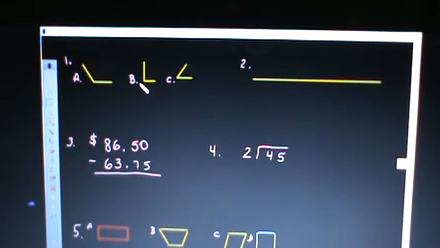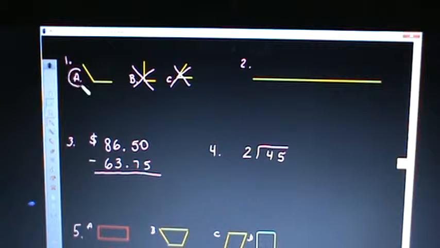Angle B is a right angle. A right angle measures 90 degrees. So we know that angle B is not it. C is an acute angle. It measures less than 90 degrees. So number C could not be it. So A would be our answer, because an obtuse angle is greater than 90 degrees. So A would be the best answer in that choice.